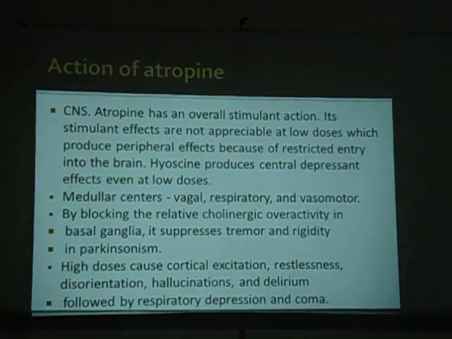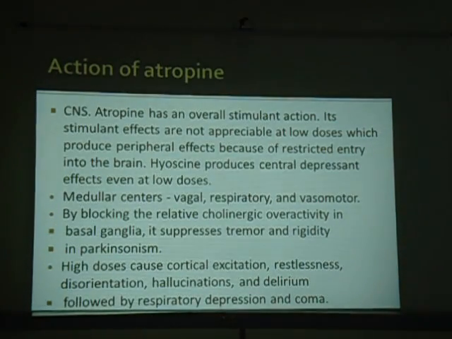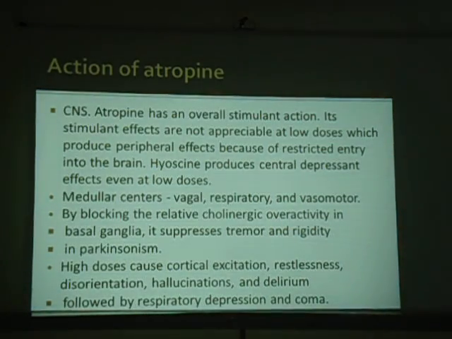So, atropine action in the CNS. Overall we can describe the whole picture of acetylcholine and atropine on the CNS as mad as a hatter. At low doses it has some stimulant action, some depressive action. Finally, at moderate to high doses, the person will be out of his regular consciousness. How is it possible? We will see it here.